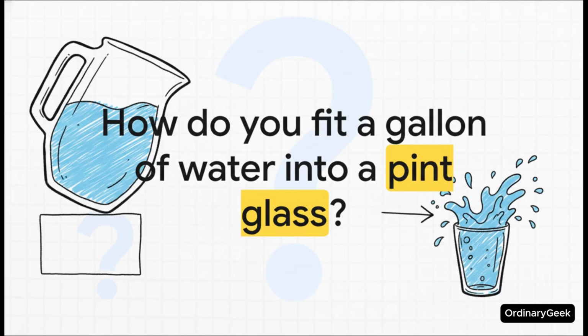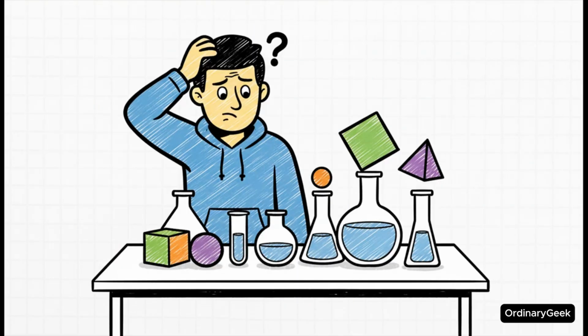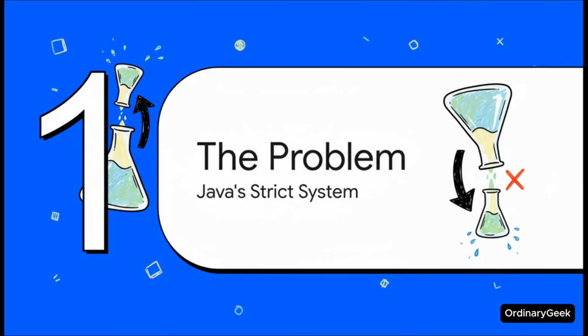simple question. How do you fit a gallon of water into a pint glass? The answer is, well, you can't, right? Not without making a huge mess. Just keep that picture in your mind. Because, and you might not believe it, this is a problem that Java programmers deal with all the time. They're constantly trying to fit one kind of data into a variable, a container, that was built for another kind. And that brings us to the heart of the issue.